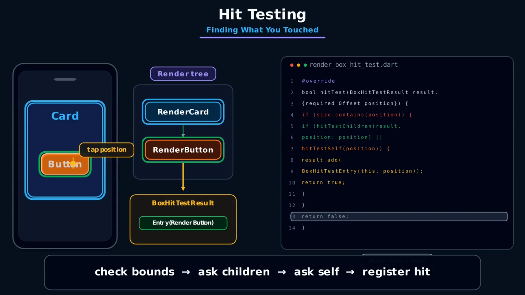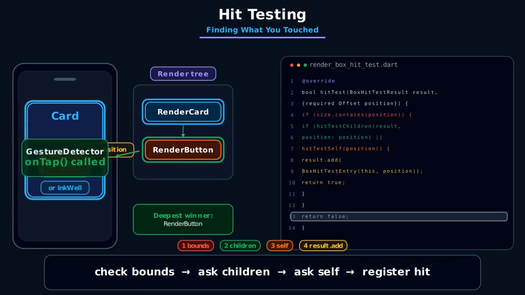Here's the logic. First, check if the tap position is inside our bounds. If yes, check if any child wants to handle it. If no child claims it, check if we ourselves want it with hitTestSelf. If anything claims the hit, we register it in the result and return true. This cascades through the entire tree until Flutter finds the deepest render object that handles the touch. And that's what triggers your gesture detector or inkwell.